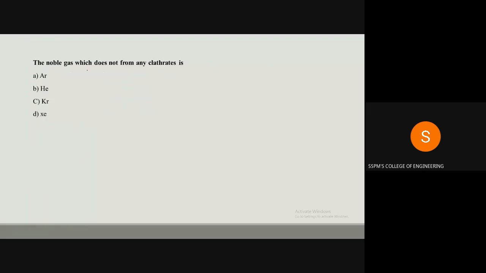Then the noble gas which does not form clathrates: argon, helium, krypton or xenon? Argon, helium and krypton form clathrates, but one noble gas does not form clathrates. It is xenon.